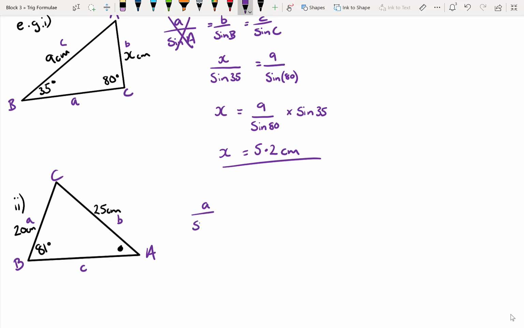So I get a over sine A equals b over sine B equals c over sine C. And we're going to put in what we know. So I've got 20 over the sine of A, because that's the angle I'm looking for this time, I've just got a big dot there, is equal to 25 over the sine of 81. And I don't know anything about the c's, I'm not interested in them this time. Okay, so that's the fraction that I'm going to be getting rid of.